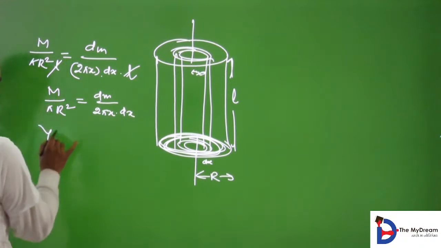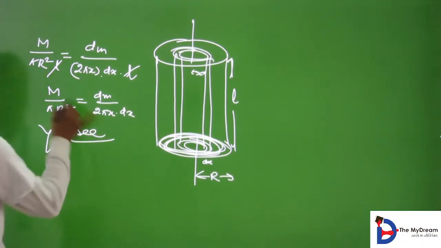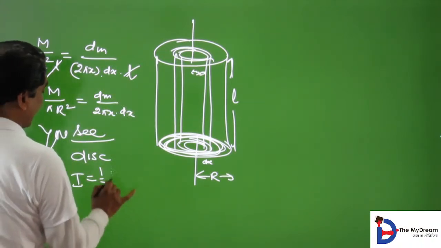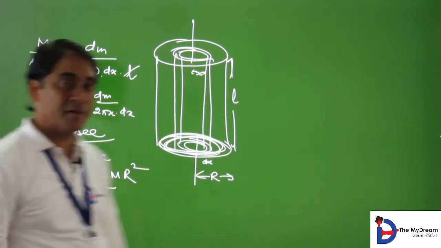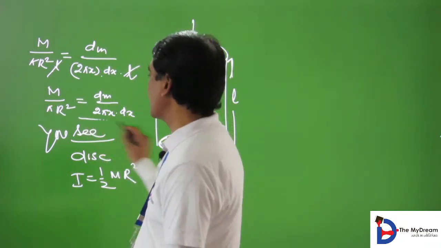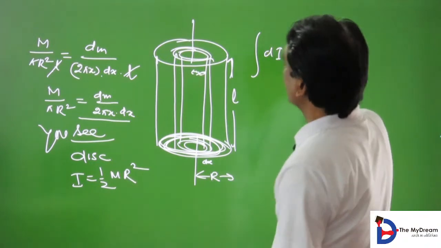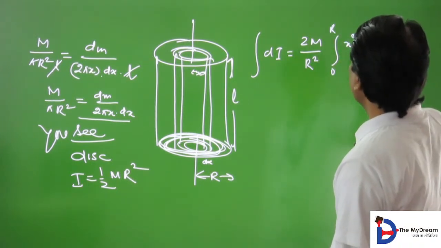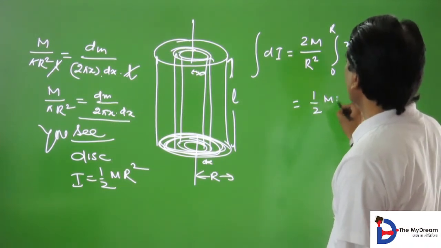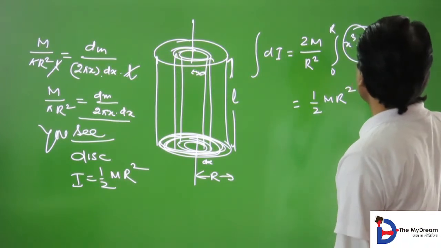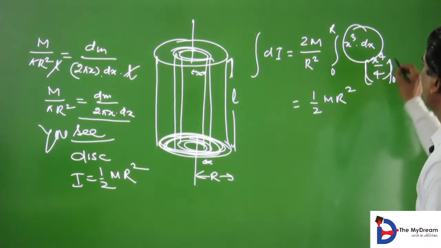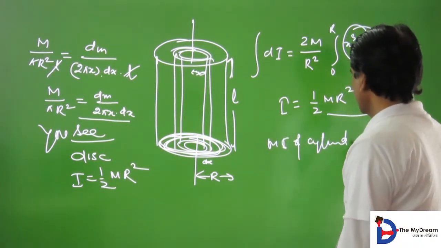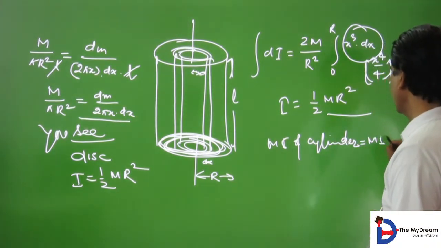Then you see, here the length cancels with the length, so what will the moment of inertia of this also be? The moment of inertia of this also will be the same. Whatever steps you follow after this are the same, like 2M by R squared, limit 0 to R, x cube dx, it will become half M R squared, x raised to power 4 divided by 4, and you can put the limit. So the moment of inertia of the cylinder and the moment of inertia of the disk are the same.